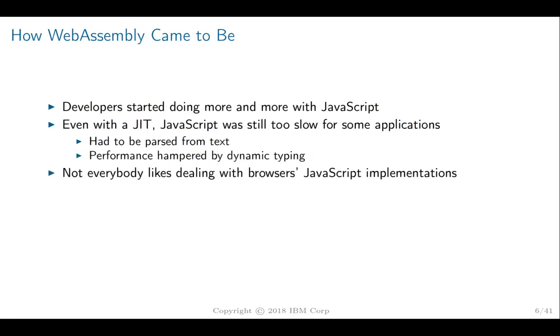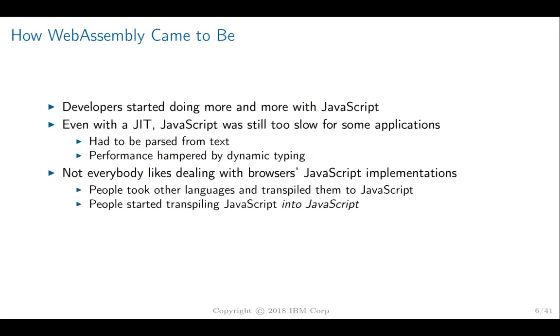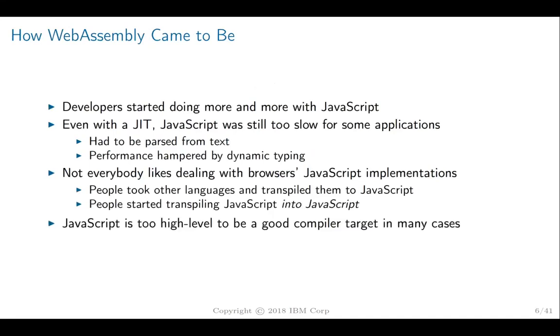And another thing that ended up happening was that we discovered that not everybody likes dealing with browsers' JavaScript implementations. They're not all that consistent. So people would take other languages and transpile them to platform-independent JavaScript. And then people started taking JavaScript and transpiling it into JavaScript. But the problem that people ended up running into was just that JavaScript didn't make a very good compiler target for a lot of languages. It was just too high level. It was too opinionated on how certain things were supposed to work.